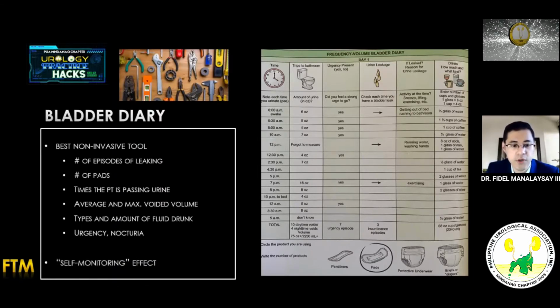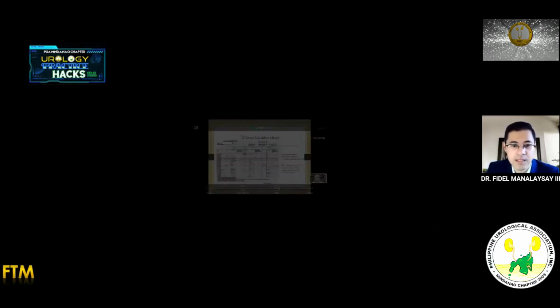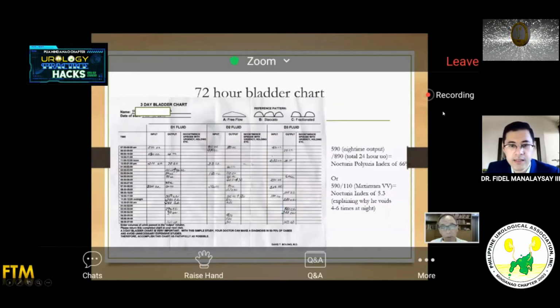Bladder Diary has a self-monitoring effect, which means it enhances patient awareness of drinking and voiding habits, which makes them recognize how their lower urinary tract symptoms may be related to their activities. It is recommended and appropriate to record at least for 3 days, according to the International Continence Society. So this is an example of a bladder diary, a 72-hour bladder chart, specifically from the recent lecture by Dr. David Bolong. He also emphasizes the importance of taking a bladder diary.